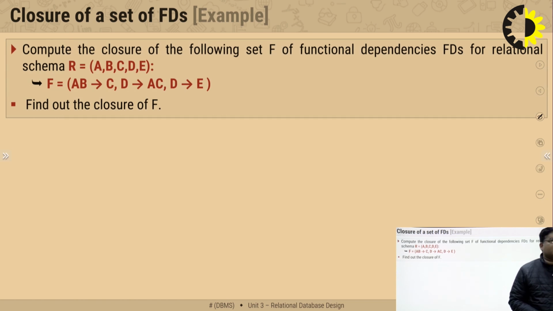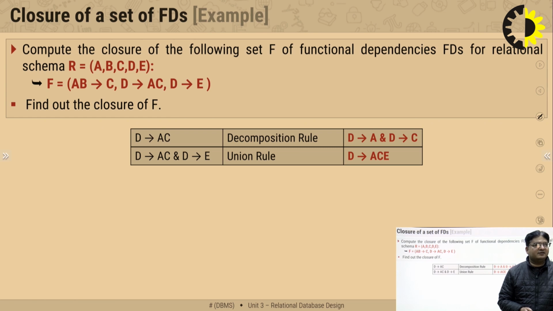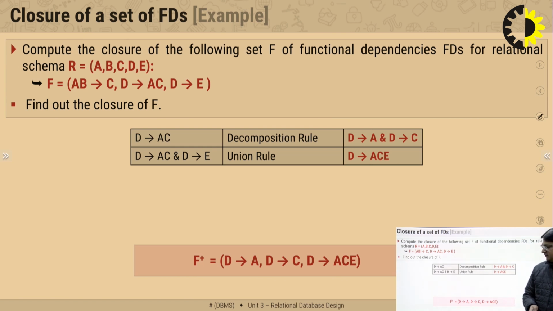Now one more question we can see is, we have to compute the closure. Again there are 5 attributes A, B, C, D, E, and A, B determine C, D determine AC, and D determine E. Now we need to find the closure of F. Now A, D determines A, C. This means we can apply the decomposition rule, and by applying the decomposition rule we will get D determine A and D determine C. Next, D determine AC and D determine E. Now if we apply the union rule, we will get D determine A, C, E. So the answer will be D determine A, D determine C, and D determine A, C, E.